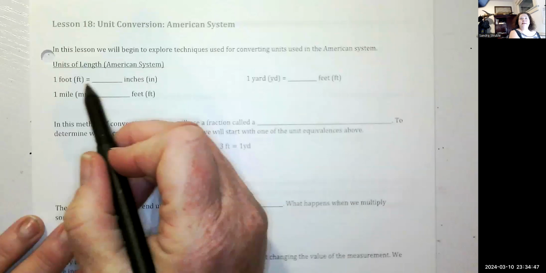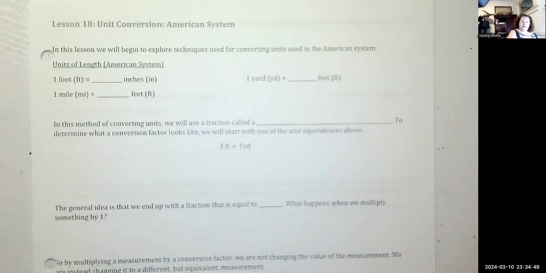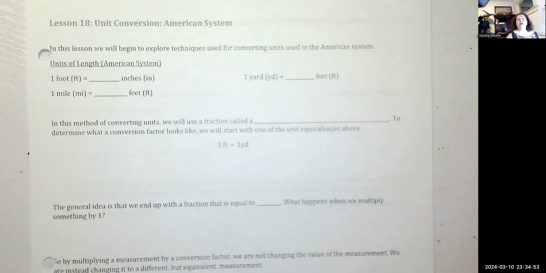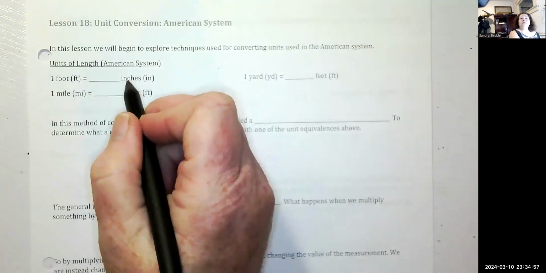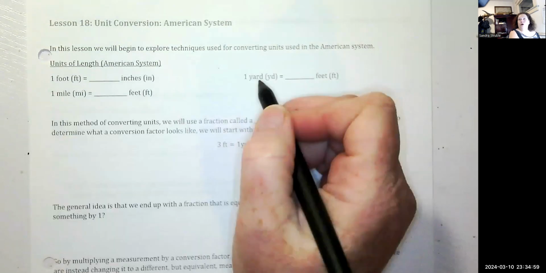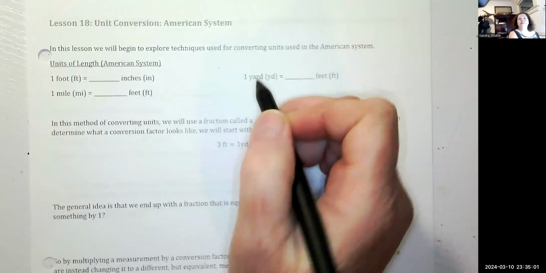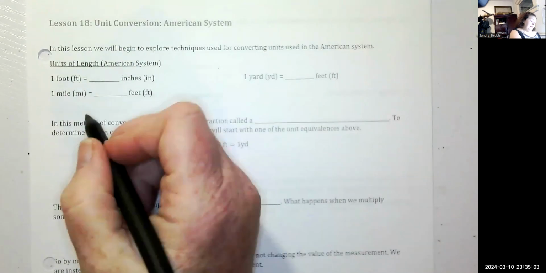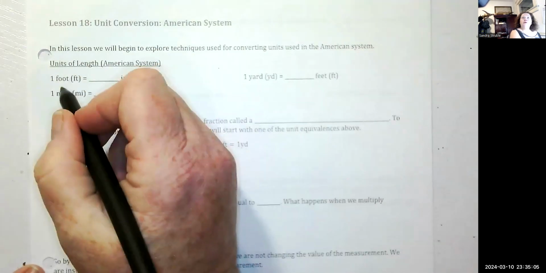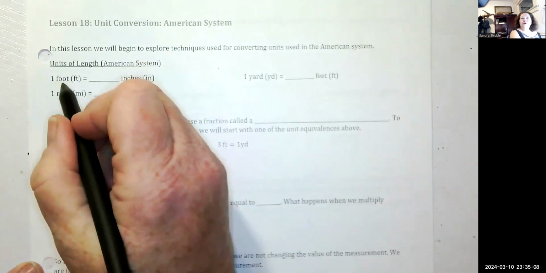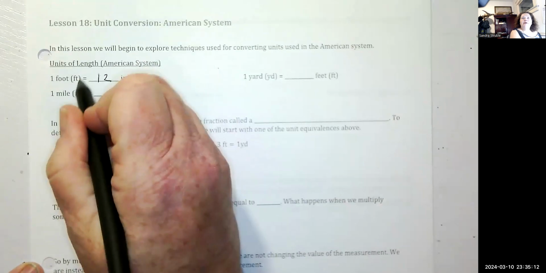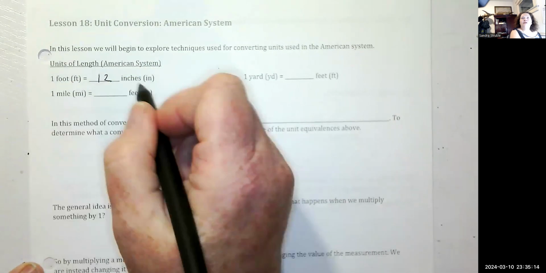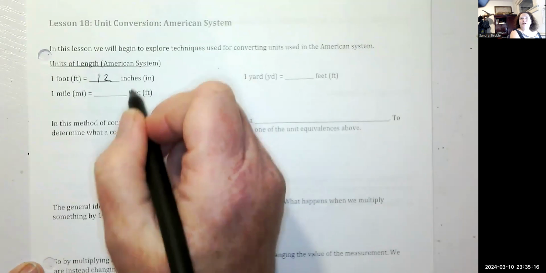So units of length, if you think of length, it's as though you're measuring something, the distance across. So units of length would be foot, inches, mile, and yards. Those are some of the American units for length. And what you need to know is we have a conversion where 1 foot is equal to 12 inches. FT is the abbreviation for foot, IN is the abbreviation for inches.